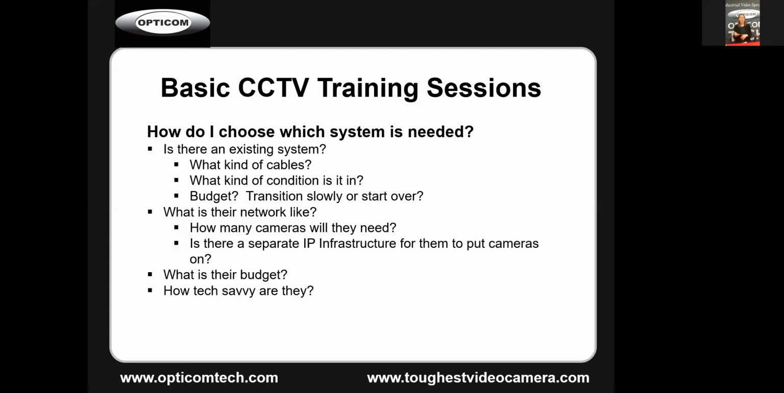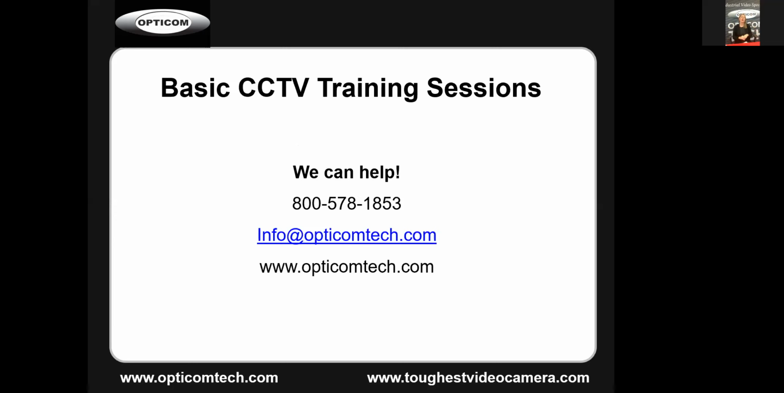What's their network like, right? That's what we just kind of talked about. How many cameras? Is there a separate IP infrastructure for them to put the cameras on? And again, with the networking, what's their budget? How tech savvy are they, right? That's a big question. If you've got somebody who is adamant they're going to go with an IP networking system and it's an 85-year-old man, and I'm not discriminating, but there's just a technological difference right there, right? I mean, I can barely figure this stuff out some days. So let's be appropriate with what we're setting them up with when we're going in and talking to people about the different systems that they have.